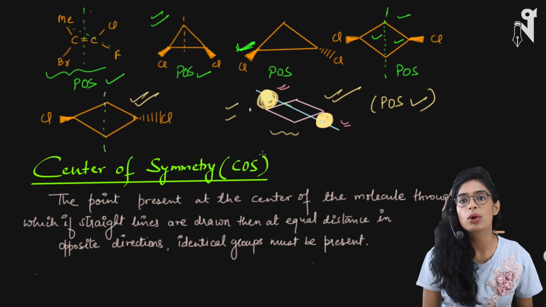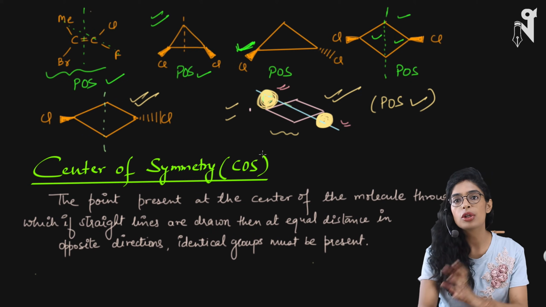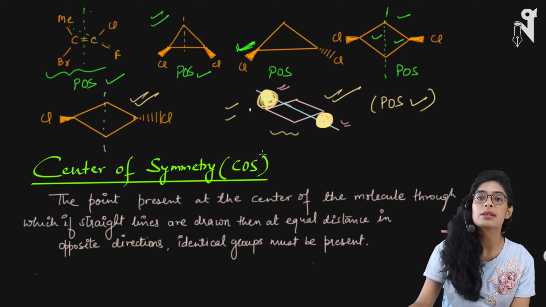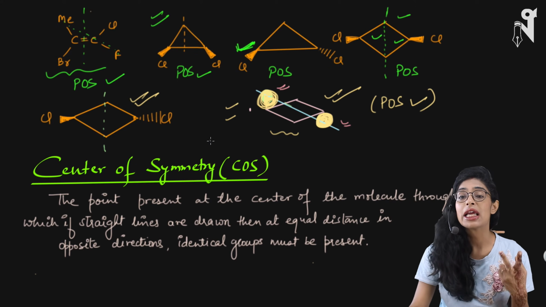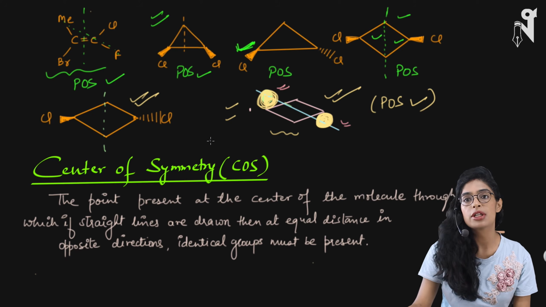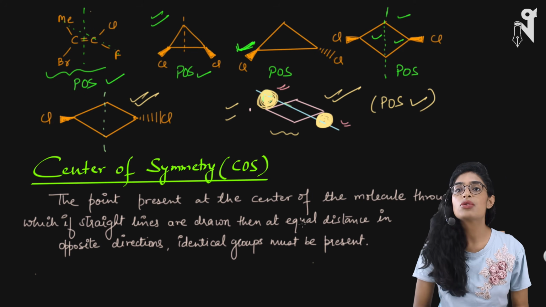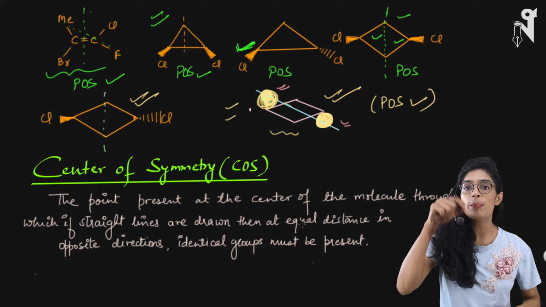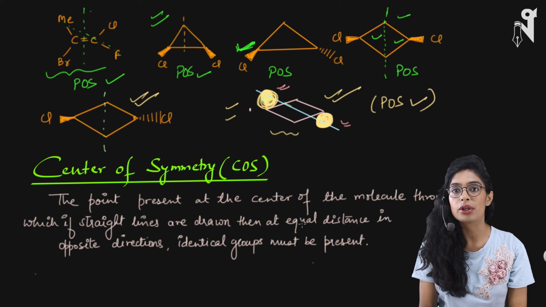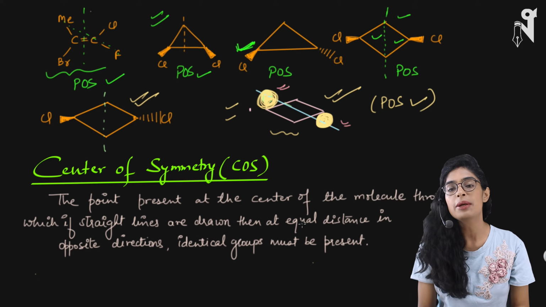So now we have understood what POS is, and we have got the details, and we have understood how to find POS in a given molecule. Now we are going to discuss center of symmetry, which is the second important symmetry element which should be missing from a compound if the compound needs to be chiral. Okay, so what is center of symmetry? Center of symmetry is nothing else but when you pass a straight line through the center of the molecule, then in the opposite directions at the same distance, the same groups must be present.